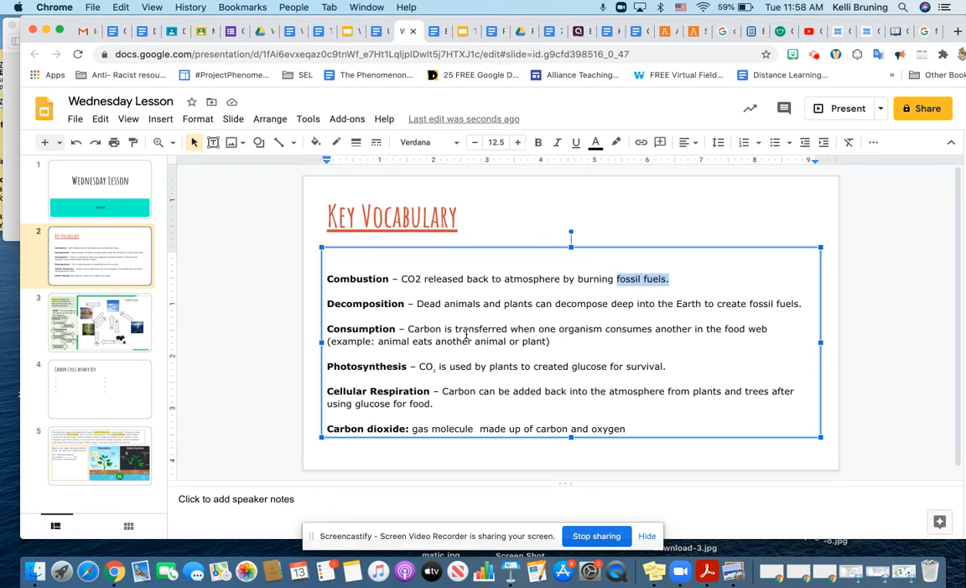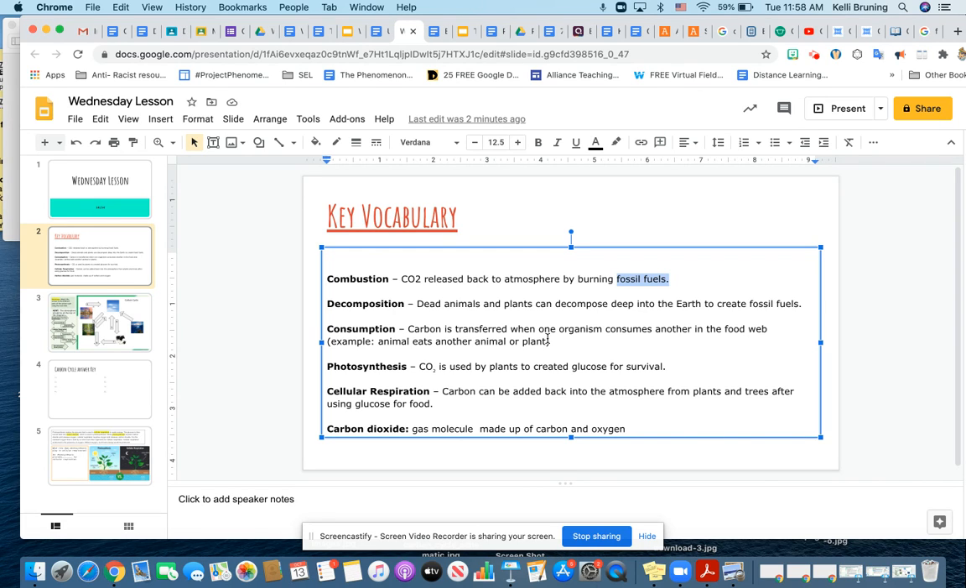And then decomposition. So this is when dead animals and plants decompose deep into the earth to create fossil fuels. So these are what are creating the fossil fuels. And then we have consumption, which is when carbon is transferred when one organism consumes another in the food web. So, for example, it's like when animals eat other animals or plants.